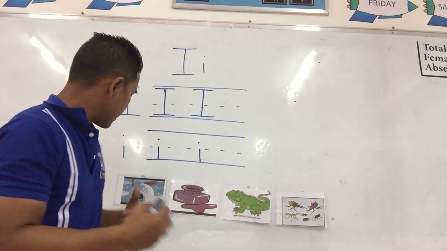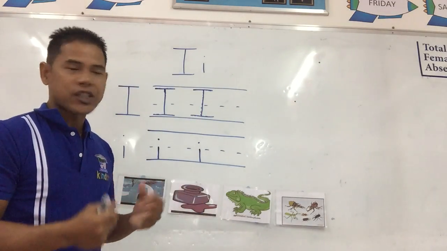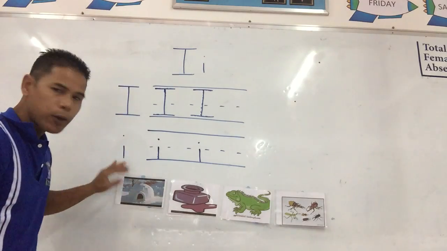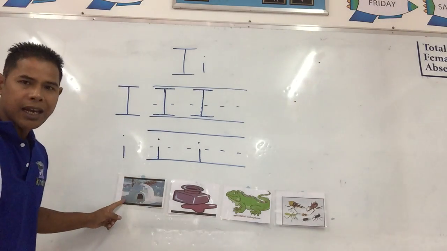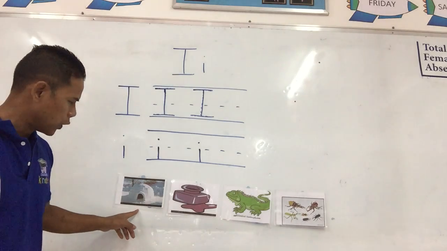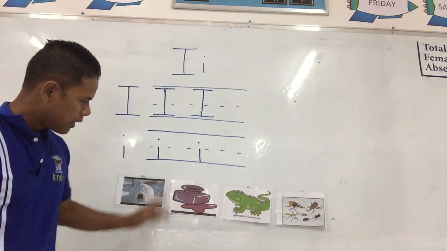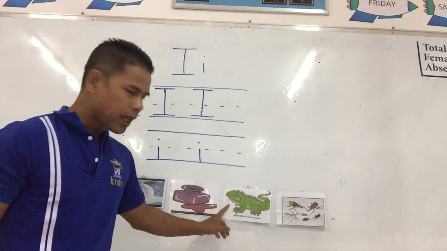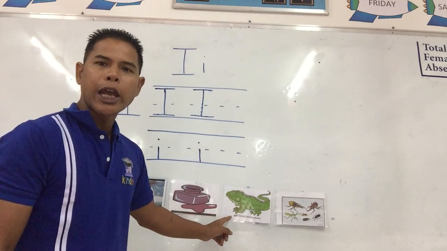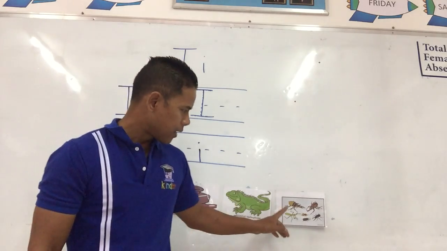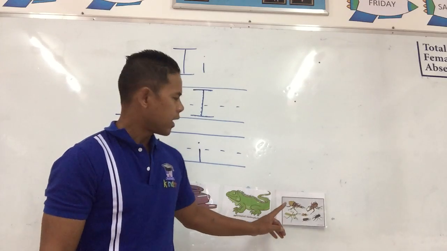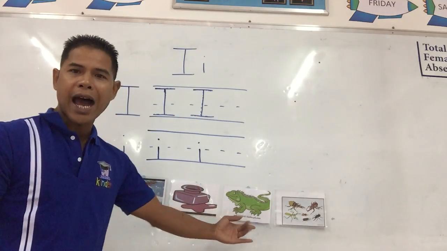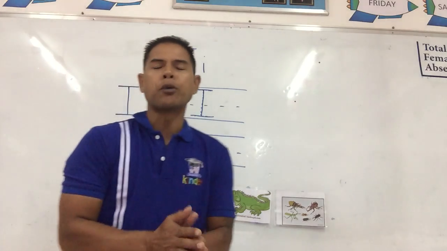So, let's go. Let's say it with the phonic sound of the letter I, the I sound, okay? Repeat after teacher. Igloo. Ink. Iguana. Insect. Okay, all of these start with the letter I, the I sound.